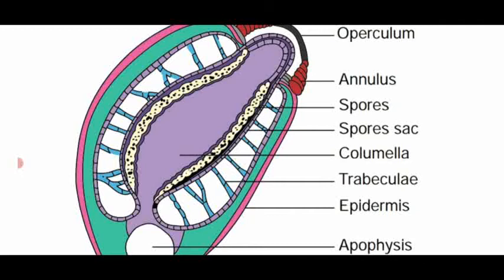Then the wall of the theca proper or spore sac is surrounded by a single cylindrical air sac traversed by delicate filaments known as trabeculae. These trabeculae extend from the outer wall of the spore sac to the innermost layer of the capsule wall. The spore sac contains many haploid spores produced by meiotic cell division.